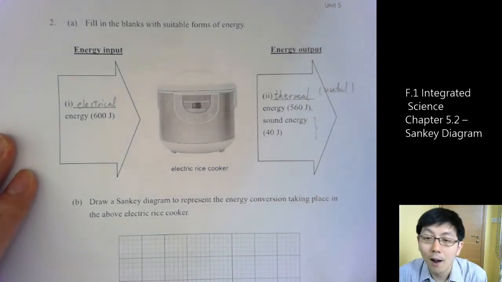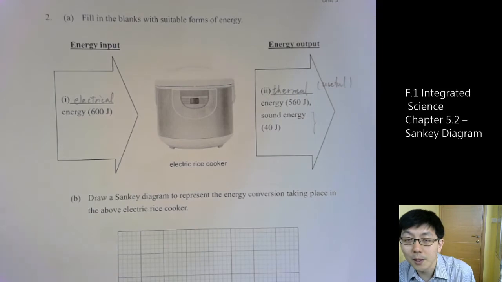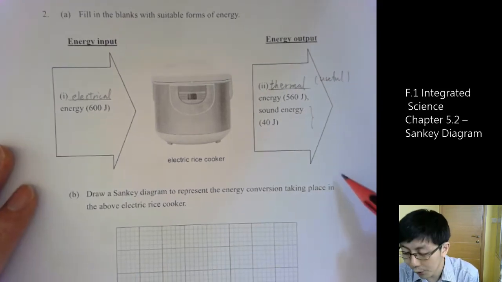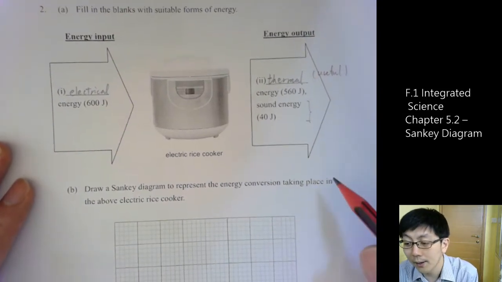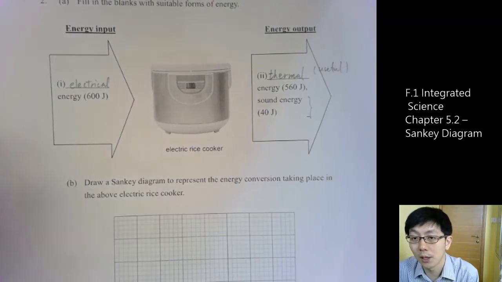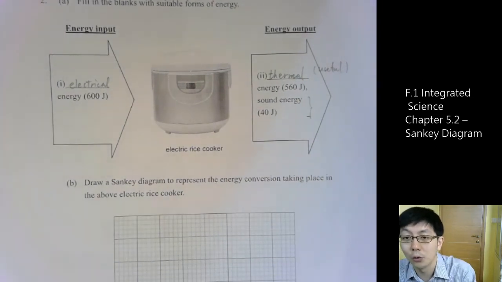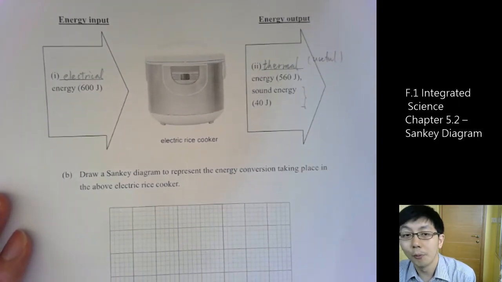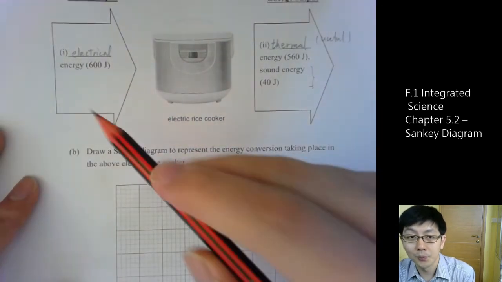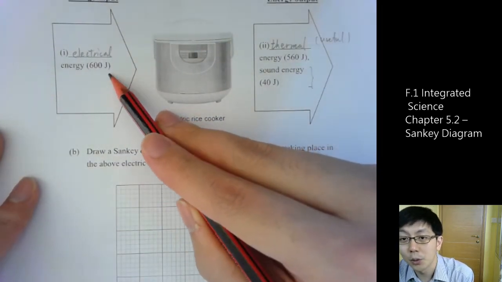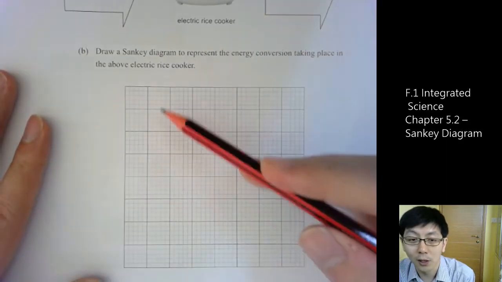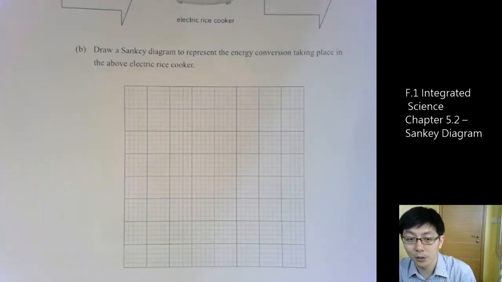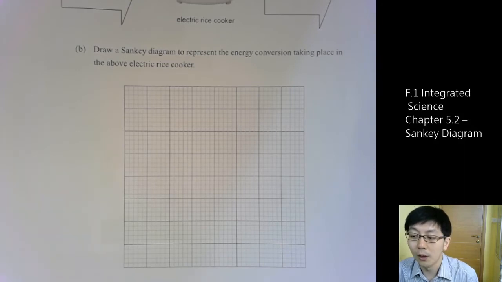Now, what are the non-useful energy outputs? Maybe there are many, but for this case, I give you the example. Only sound energy is being lost, so sound energy is a non-useful energy form. So how can we draw the Sankey diagram here? For this example, the problem is the input is 600 joule, but we only have these numbers of grids here. So how should we make a beautiful in-scale Sankey diagram?